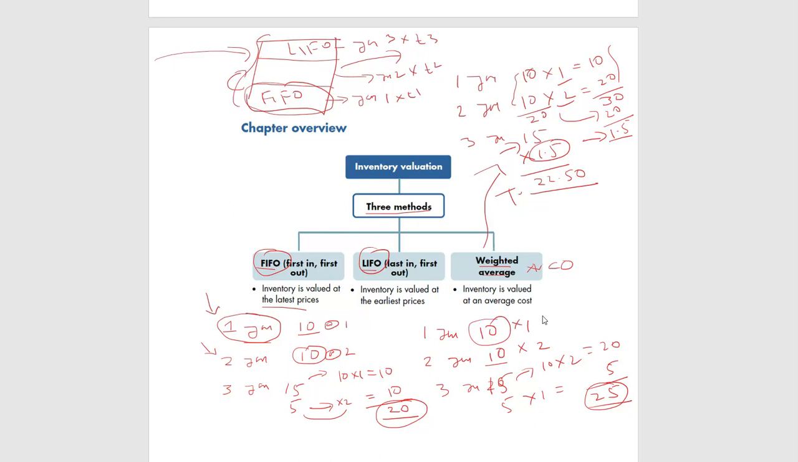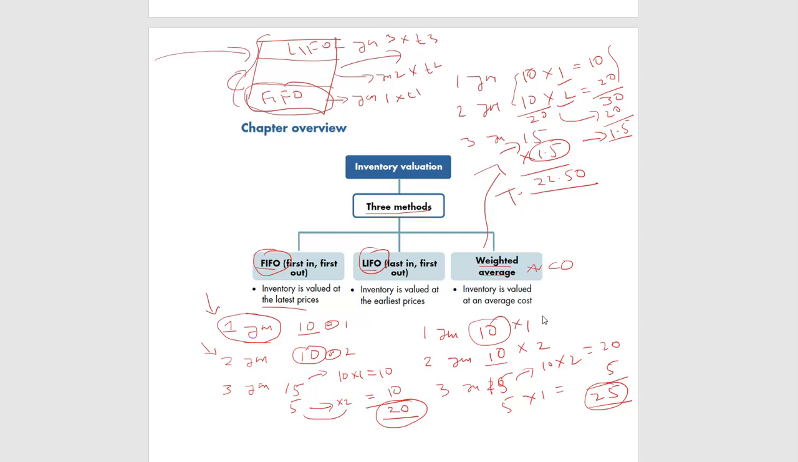So average total cost divided by total units gives me the average cost per unit. And after that, for any unit I issue, before the issue I make the average, and I issue the units with the average cost. So we hope now you have a little bit of understanding about first in first out, last in first out, or the average method.